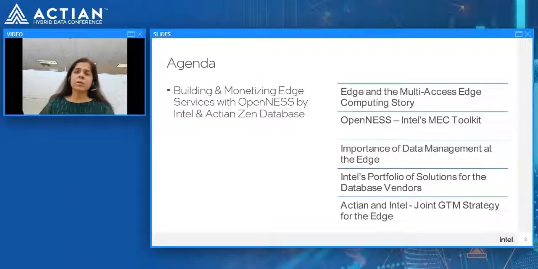What we are going to cover today is essentially how easy it is to build and monetize edge services using OpenNESS by Intel, and we'll take Actian Zen Database as an example.